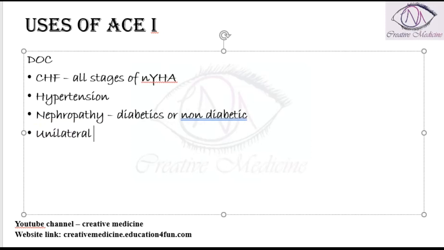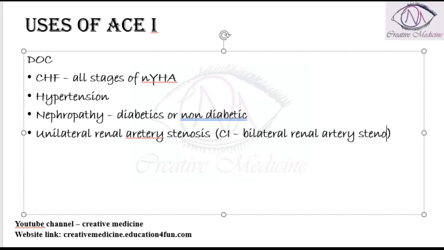They are also used in unilateral renal artery stenosis. But remember, they are the drug of choice for unilateral renal artery stenosis, but they are contraindicated in bilateral renal artery stenosis because they cause venodilatation. So because of their action on the afferent arteriole of the kidney, causing dilatation of the afferent arteriole, they are used in unilateral renal artery stenosis, but they are not used in bilateral renal artery stenosis.